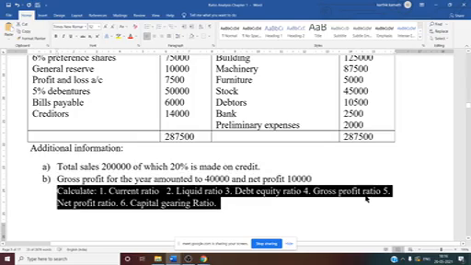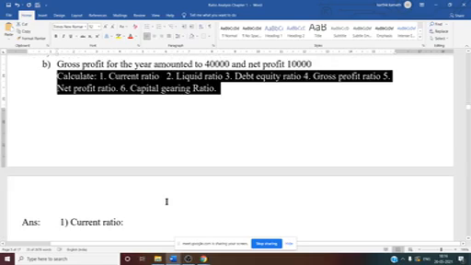Fourth one, gross profit ratio. Fifth one, net profit ratio. Sixth one, capital gearing ratio. So now, before solving this problem, we have categorized all the things. Now, we need to remember some of the formulas. Whatever the ratio asked in the question, we need to know the formulas of that ratio. So we'll see the calculation part now. Answer to this question now.